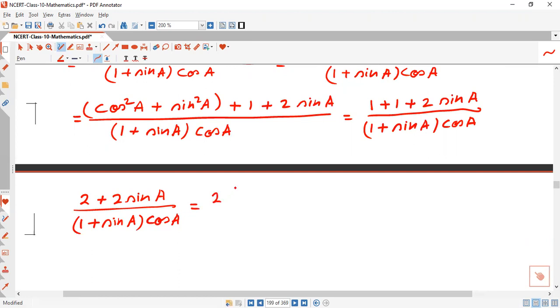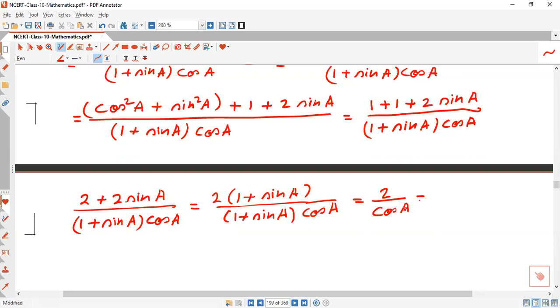Taking 2 common, you are getting 1 plus sine A upon 1 plus sine A multiplied by cos A. 1 plus sin A is common in numerator and denominator, so it will cancel out, giving 2 upon cos A, and cos A equal to 1 upon sec A, so it will become 2 times sec A. Proved.